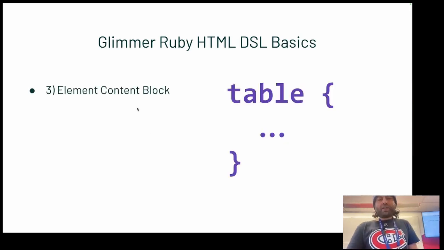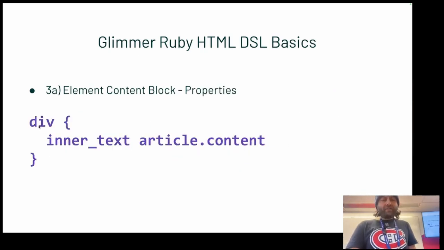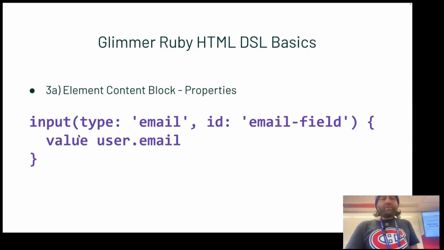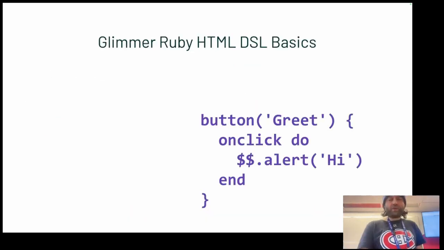The third concept you need to know is content blocks. Thanks to Ruby blocks, the feature of Ruby blocks enables us to do declarative content blocks with the Ruby HTML DSL. So you can put in those properties or event listeners or nested elements or string content if it's the last value in the block, if it's the return value. So for example, I have a div. I can declare a property of inner text and put a value in it. And then I have an input. I can set a value to user.email, or I can put other stuff there. I can nest other elements if I want. But anyways, any properties supported in HTML are supported here too.